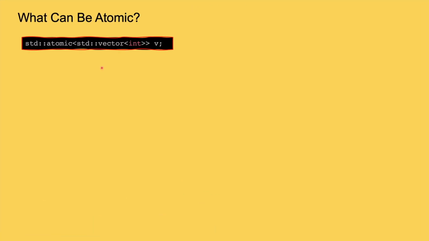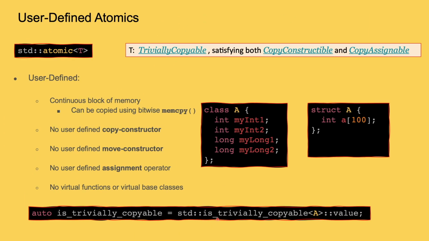Let's look at some more examples. So how about an std::atomic of a vector of integers? Can you define this or not? The answer is no, because we know that this class has its own copy constructor and other functions that violate this trivially copyable condition.